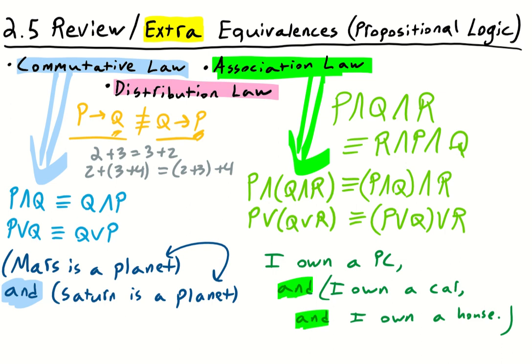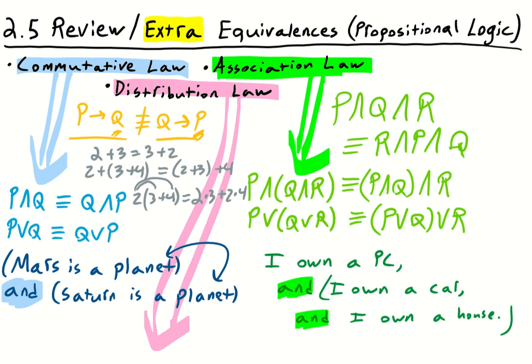And then you have distribution. So something like 2 times the quantity 3 plus 4 is equal to, so we just distribute that out, 2 times 3 plus 2 times 4. And something like that happens here. So let's say we have P or (Q and R). What would that be logically equivalent to? So we're just going to distribute this out. P or Q, and P or R.